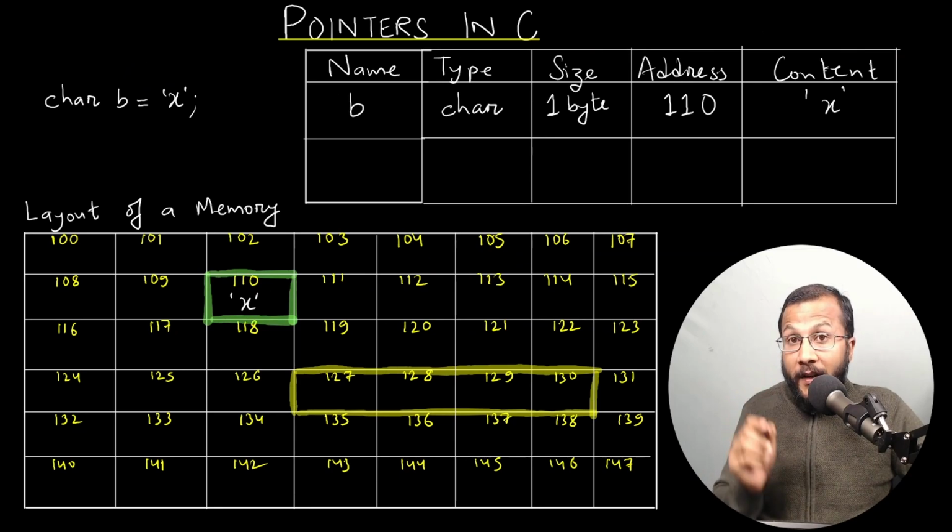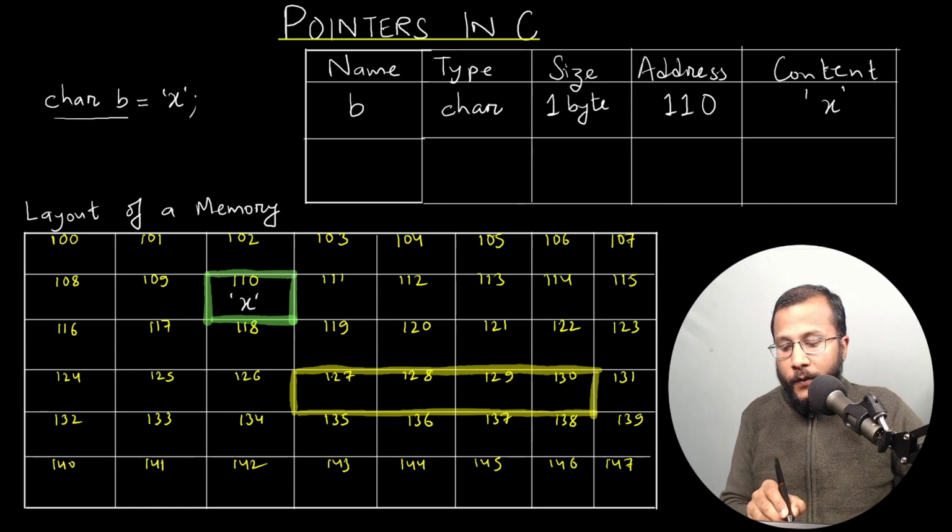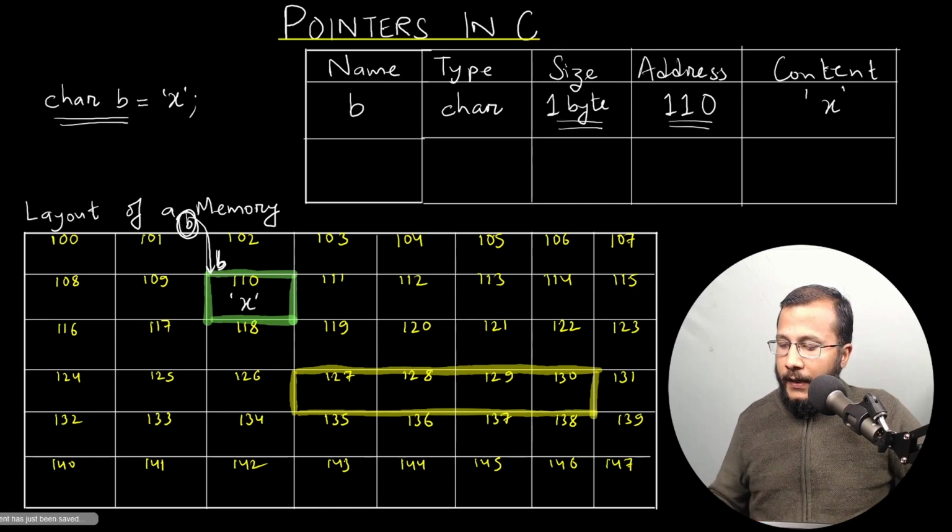Now we are coming to something called a pointer variable. To understand pointer variable, first of all, let's create a variable b, which is of character type, having X stored in it. So b is a character, so 1 byte will be occupied. The address, let's assume it is 110. So this memory cell is nothing but variable b. In this variable b, X is stored, so the content is X and the address of this variable is 110.